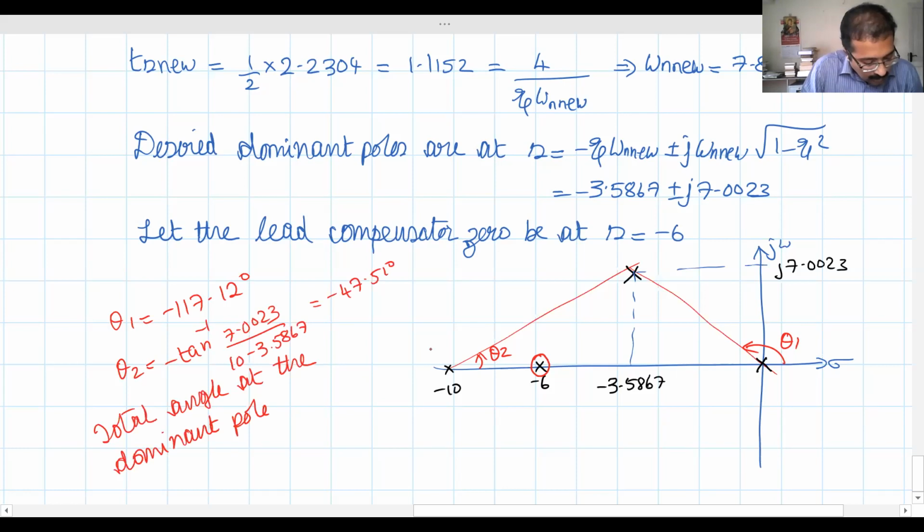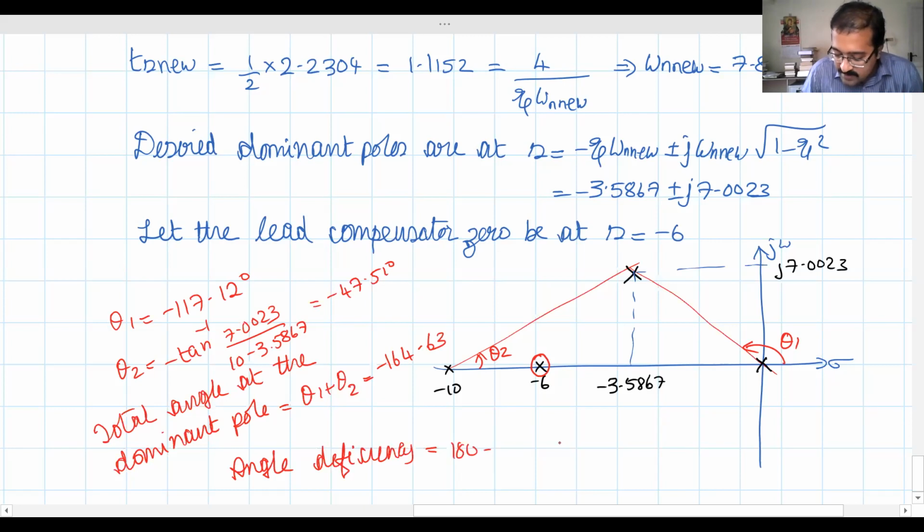How much? Theta 1 plus theta 2, and that will be around minus 164.63. Okay, minus 164.63. So how much is the angle deficiency? Angle deficiency: 180 minus 164.63. Okay, that will be 15.37 degrees.